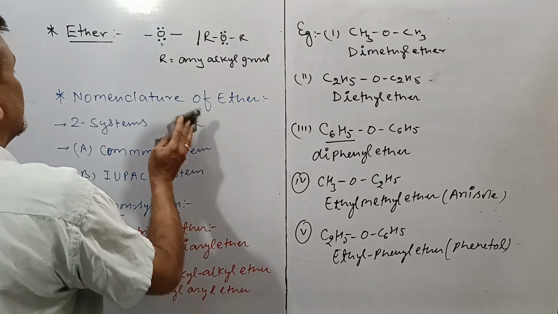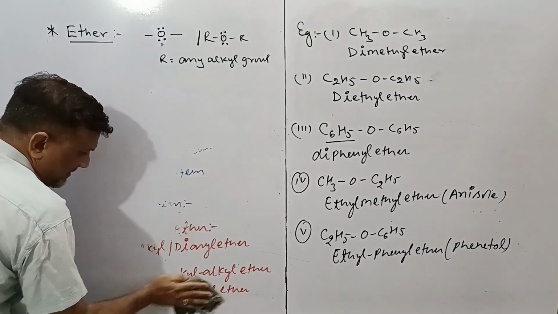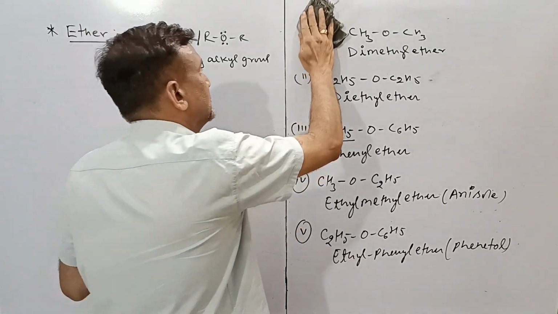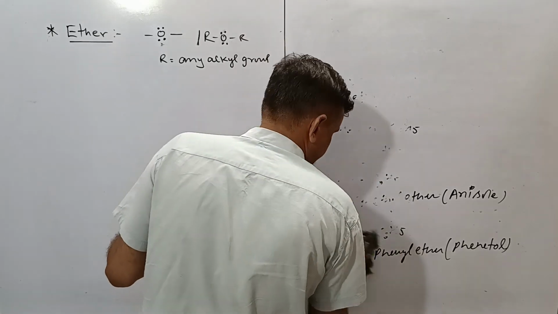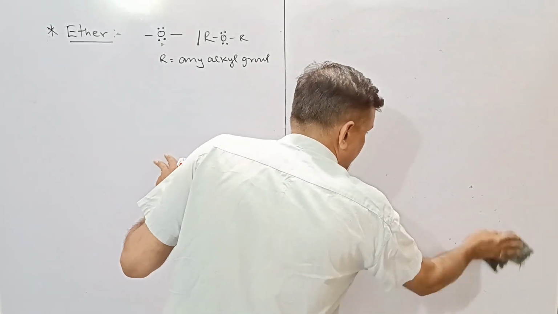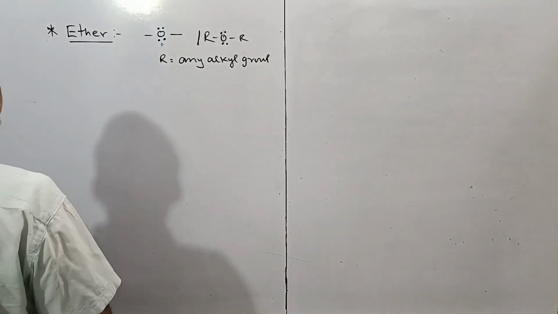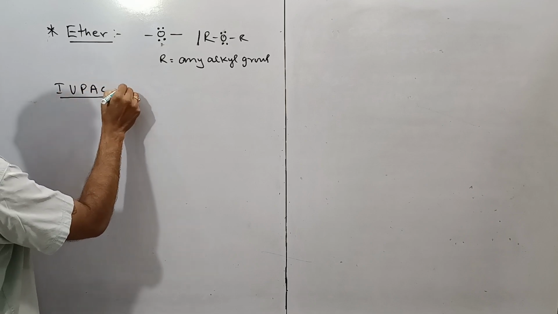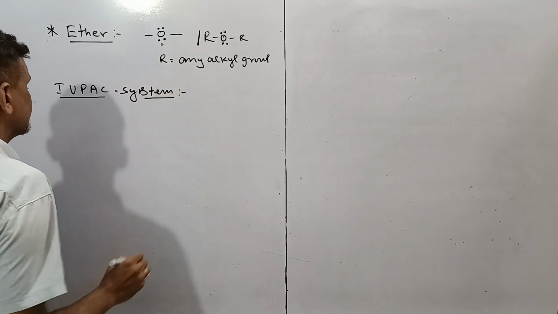Now we have discussed the general idea of ether. Now about isomerism, we have to discuss which isomerism exists in a particular ether, and how. So first of all we'll go with the IUPAC system as the second nomenclature system.